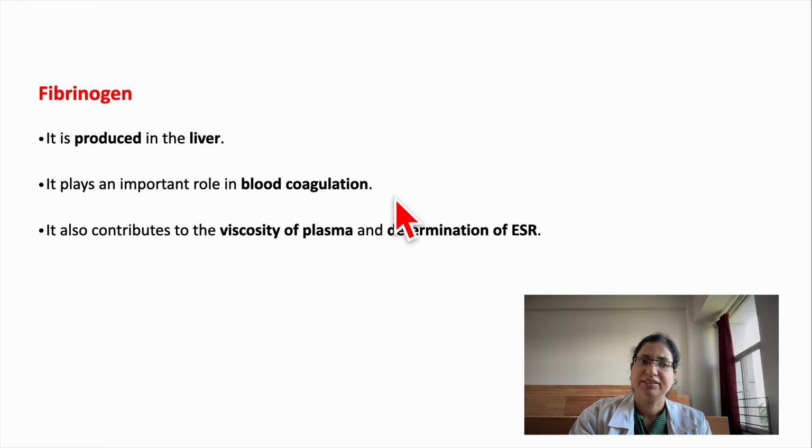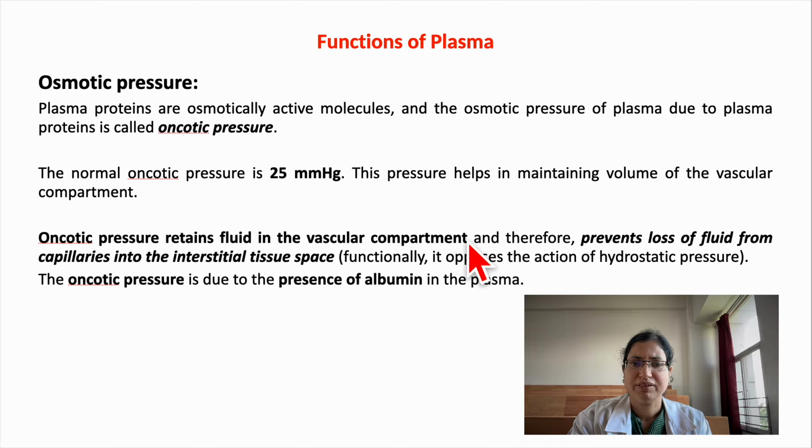Then fibrinogen. It is produced in the liver. It is also a plasma protein. Fibrinogen is a plasma protein and it is produced in the liver. It plays an important role in blood coagulation. It also contributes to the viscosity of plasma and determination of ESR. So these are the importance of these different plasma proteins.